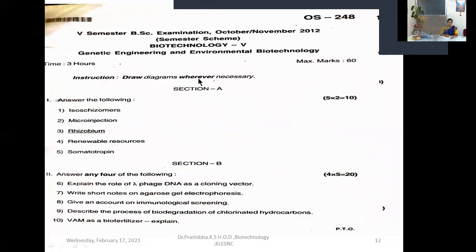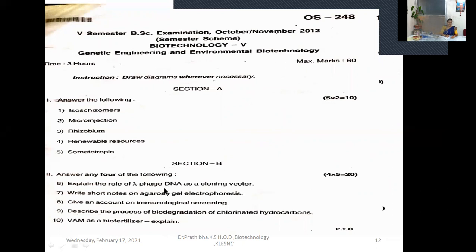Now let us go to the last. I'll be presenting this university question paper. Okay. Answer the following: isoschizomers, microinjection, rhizobium, renewable resources. While answering renewable resources, try to also pull the definition of non-renewable resources, conventional fuels and non-conventional fuels. Somatotropin. Explain any four of the following.